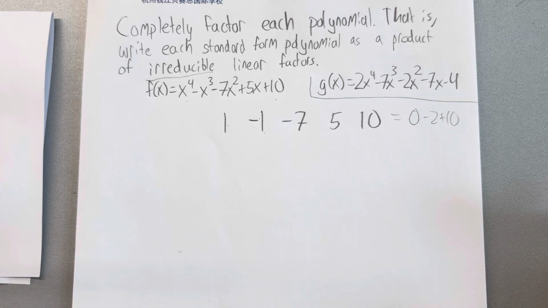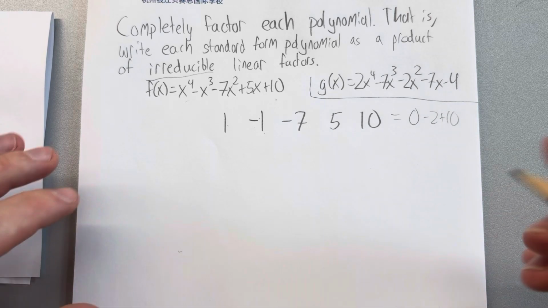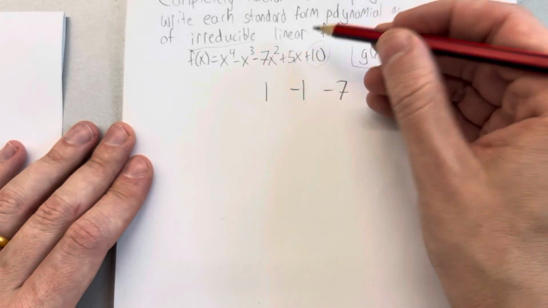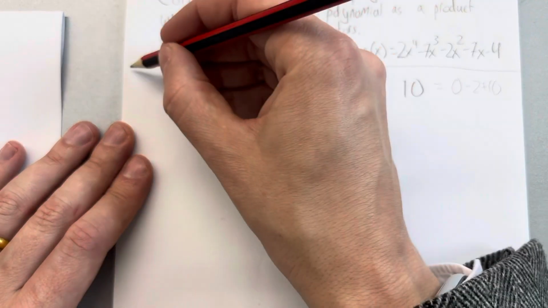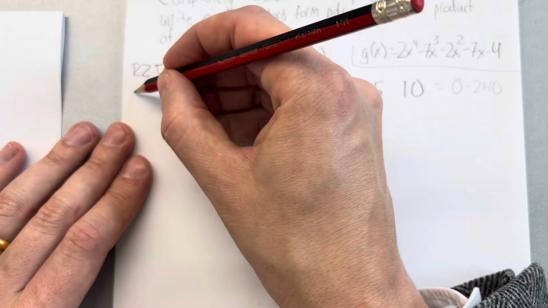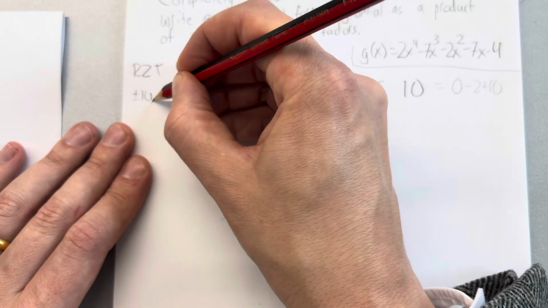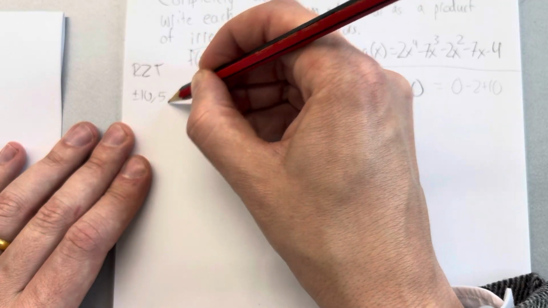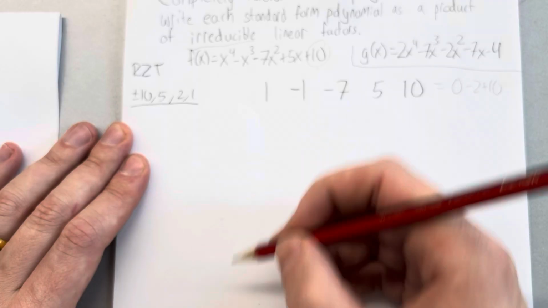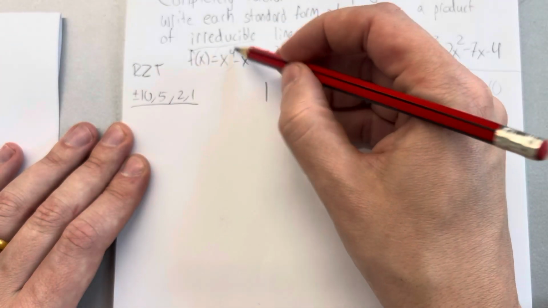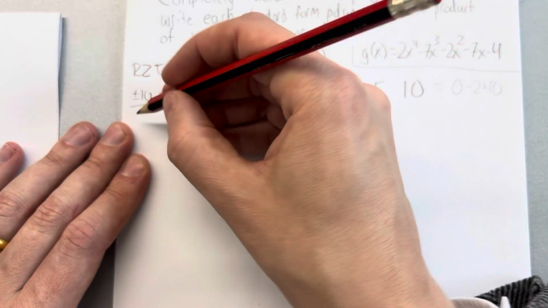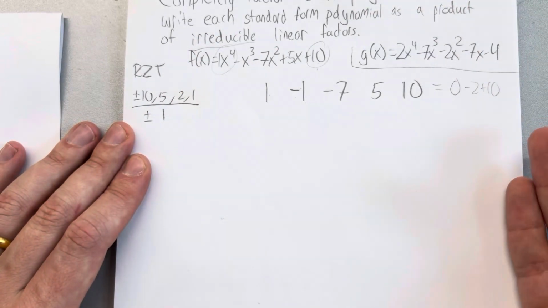So what can we do? We can use the rational zeros theorem. Rational zeros theorem takes a long time, but it's helpful. Rational zeros theorem says we can take the factors of the constant term 10, 1, 5, and 2, and we can write them as numerators in a fraction over the factors of the leading coefficient, which in this case is 1. Okay, that's easy. It's just plus or minus 1.